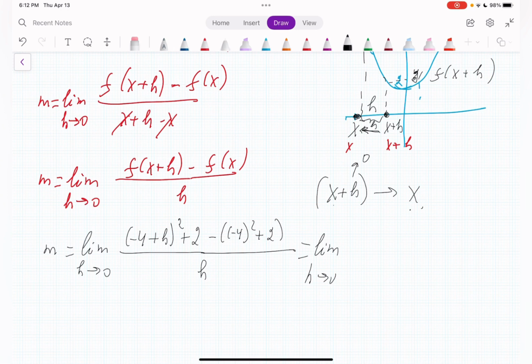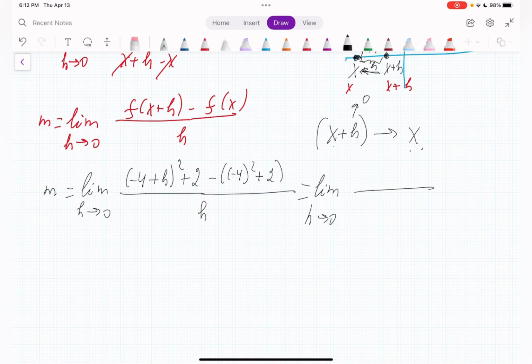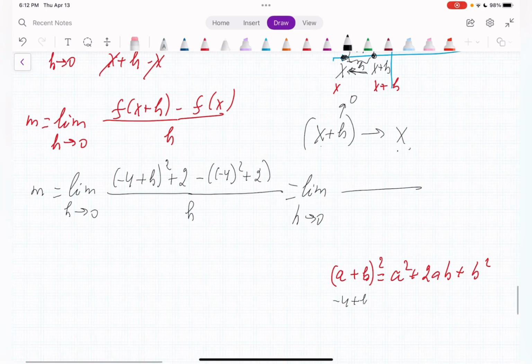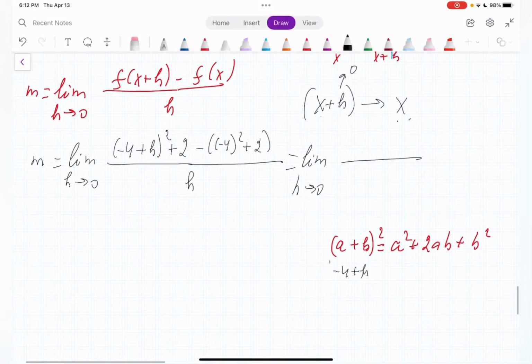Limit as h approaches 0. We are getting negative 4 plus h. It's (a plus b) squared, right? (a plus b) squared equals a squared plus 2ab plus b squared. So here we get (negative 4 plus h) squared, which equals negative 4 squared plus 2 times negative 4 times h plus h squared. A is negative 4, b is h.